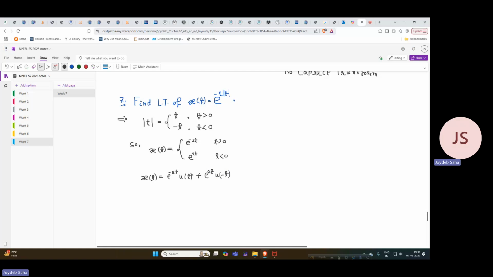And for t less than 0, we are writing e to the power 2t u of minus t. For t less than 0, as it is minus t, minus and minus will be plus, right? And why are we writing it as u of minus t? Because u of minus t's value from minus infinity to 0 is 1, and from 0 to plus infinity it is 0.